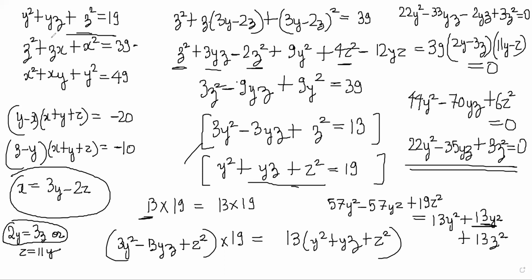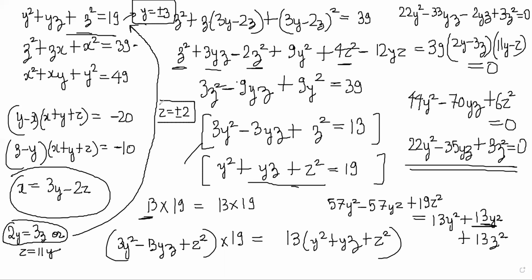Is equal to 19. So you'll get y square is equal to 9, and by solving, you'll get y is equal to plus minus 3. How do I get this? I'm putting this value in this equation, and I calculated it in my head. So I'm getting y is equal to plus minus 3. If y is equal to plus minus 3, you will get z is equal to plus minus 2 in that case.